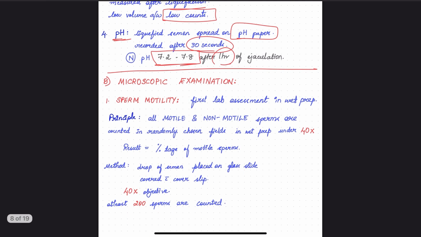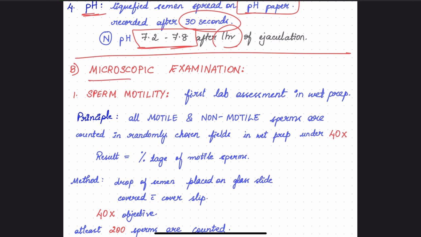Now you see the microscopic examination. Firstly, you see motility. As soon as the liquefied semen is placed on a glass slide covered with a cover slip, you examine it under the microscope. The first thing that hits your eye is the motility. Motility is the first lab assessment in wet preparation.